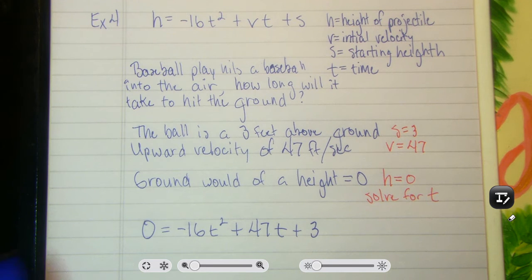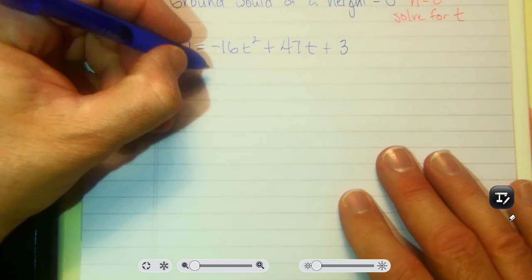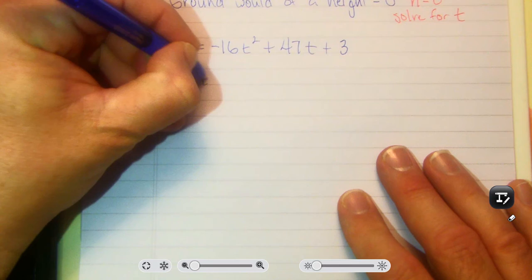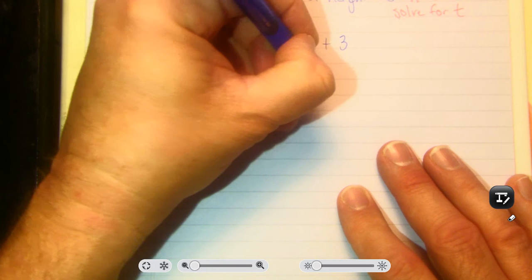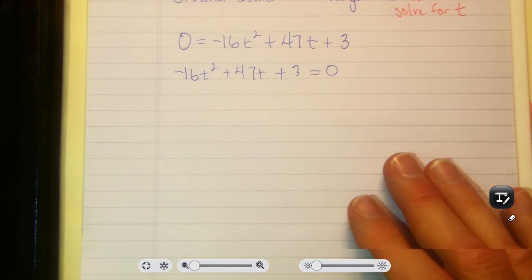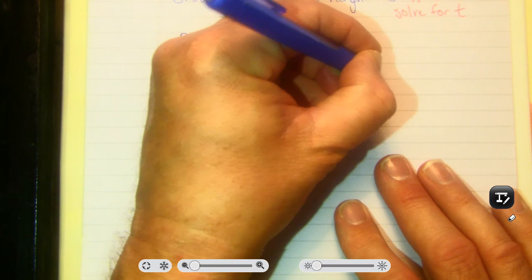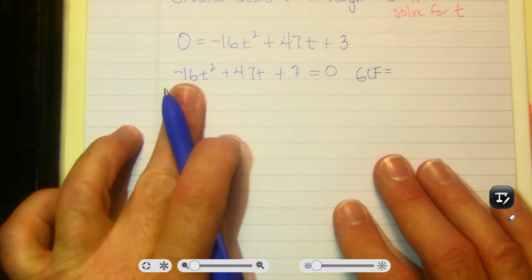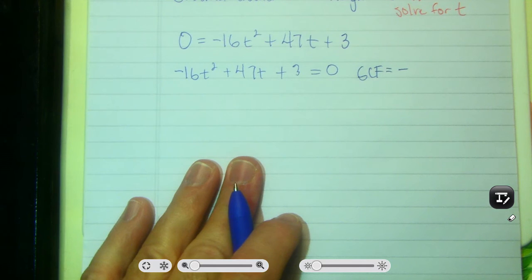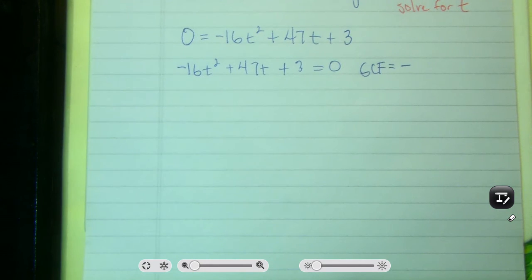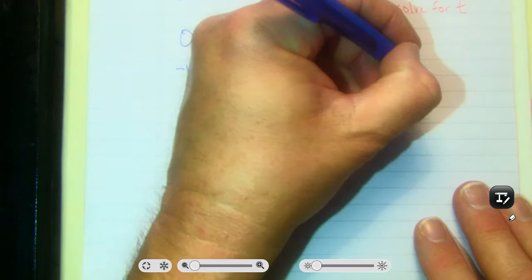So all that's left to do now is focus on that quadratic equation and solve it. I could write it this way: negative 16t squared plus 47t plus 3 equals 0. I like that better because it's what I've been doing each time. I want to know, is there a GCF? I know it's going to be a negative 1 at least because I've got a leading negative. And then I need to know, will 16 divide by 3? Well, no, it won't. All right, so my GCF is negative 1.